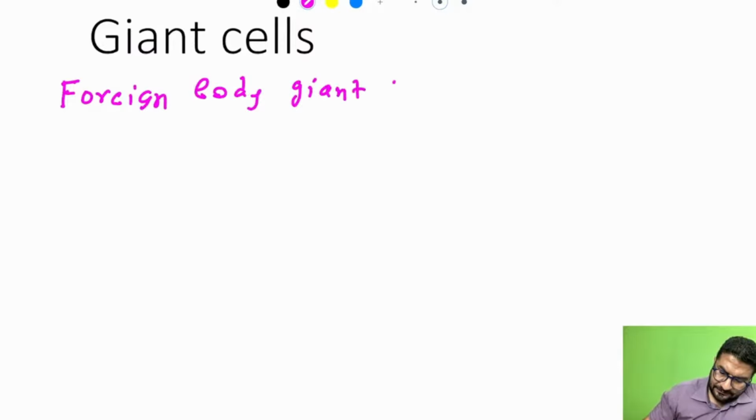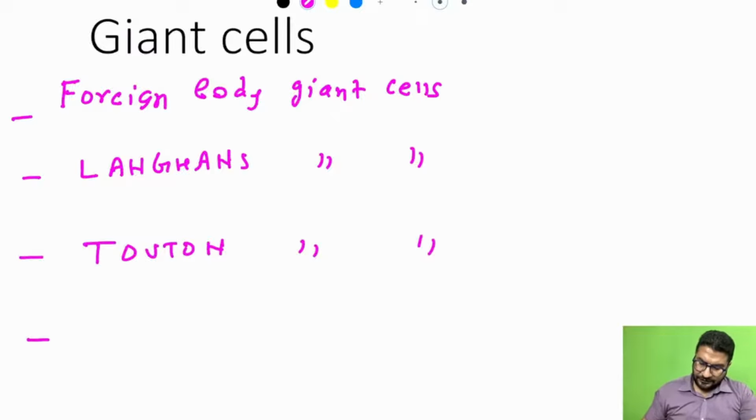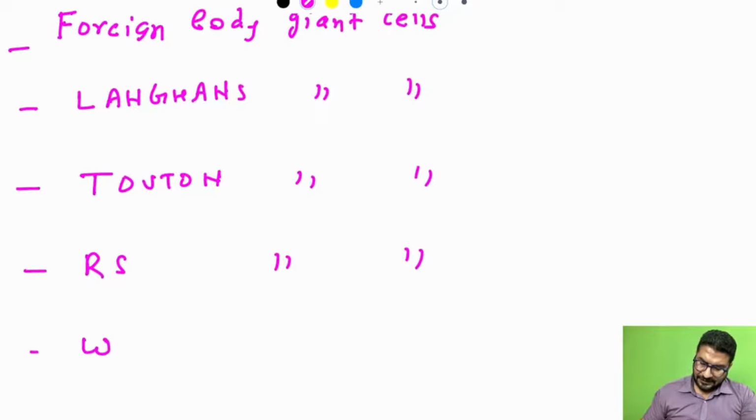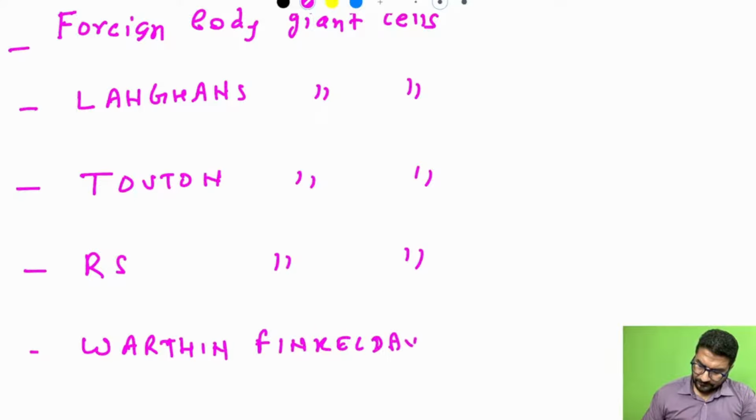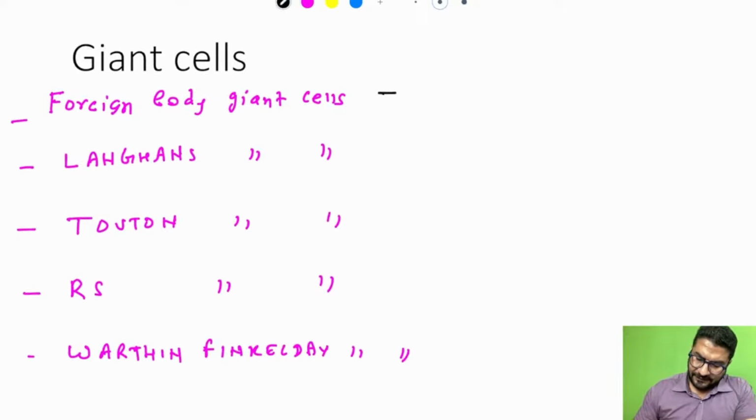Foreign body giant cells. Second type of giant cell is called Langerhans giant cells. Third type is called Touton giant cells. Fourth is called Reed-Sternberg giant cells. Then we have Warthin-Finkeldey giant cells. So foreign body giant cells you will see whenever we have some foreign body.